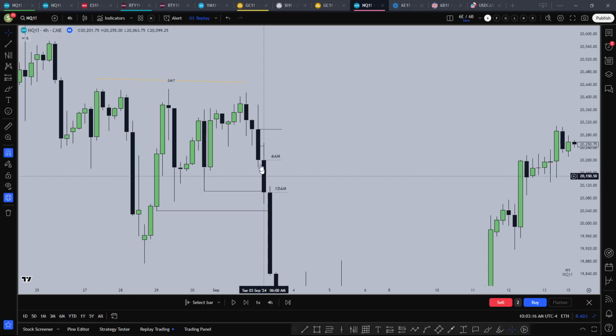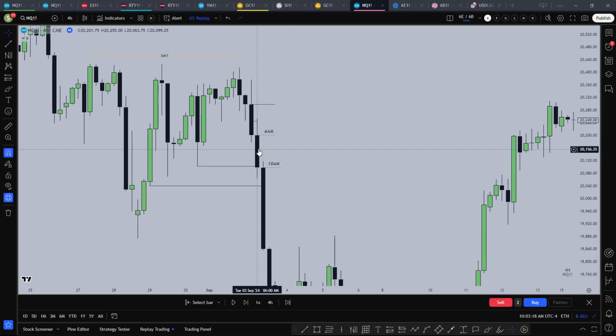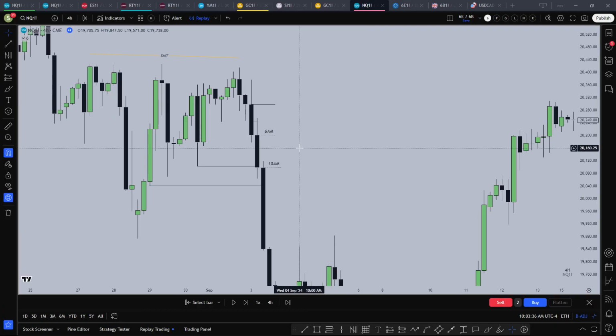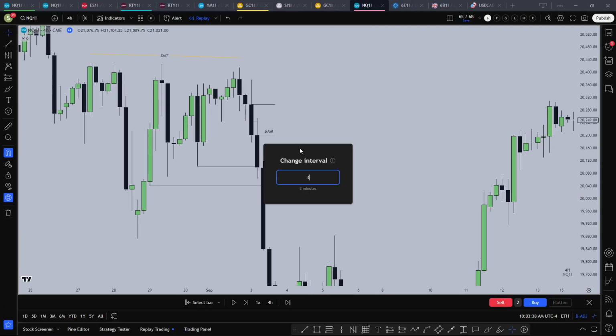Now, how I would use this singular candle's OHLC on the intermediate and lower time frame to frame an entry. 6 a.m. OHLC towards this objective. How I would use H4 candle's direction, H4 candle's OHLC. So intermediate time frame would be H1, M30, M15. Let's get on to M30.